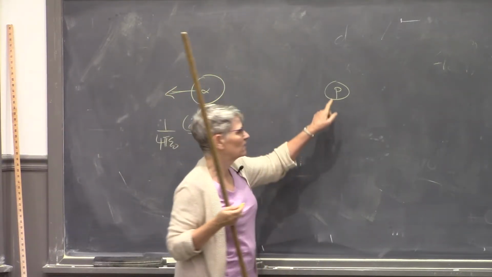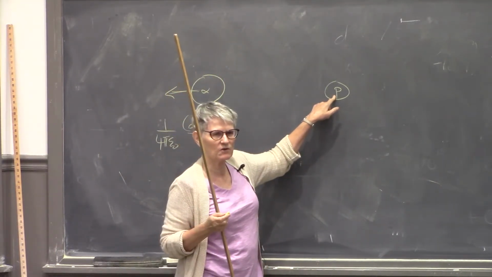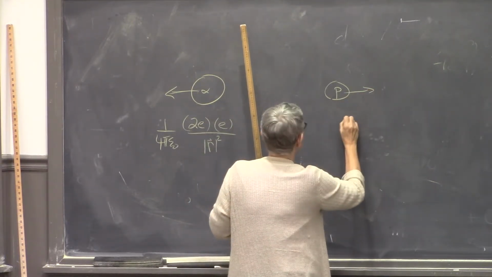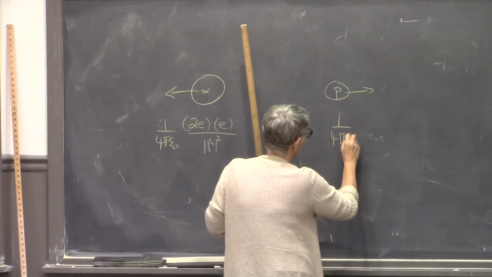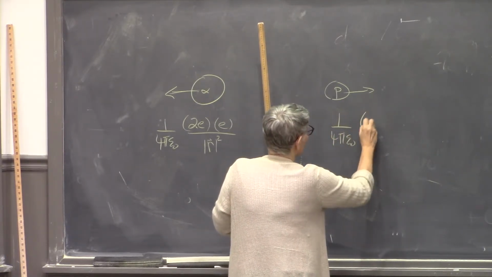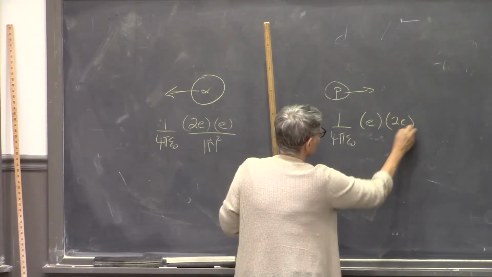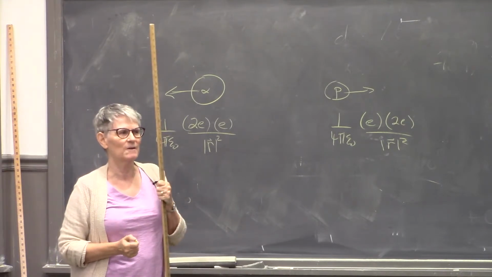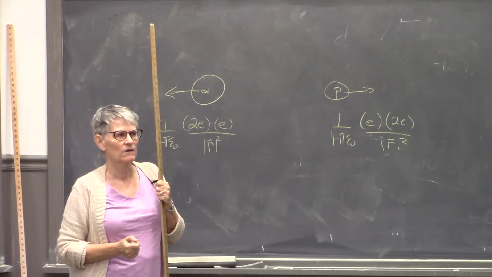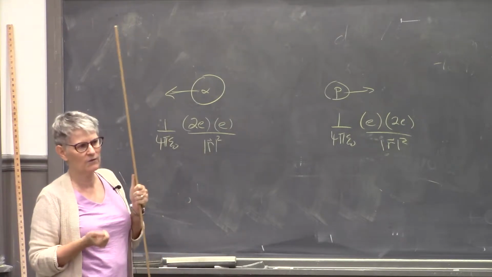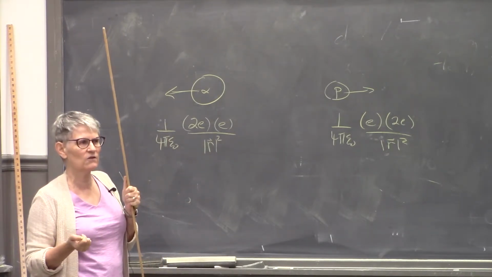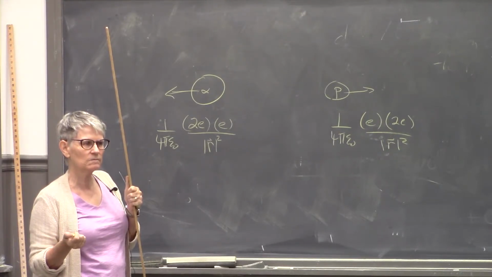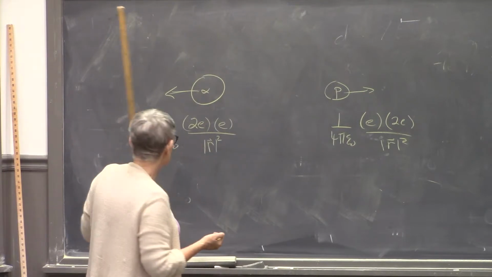But if we want to calculate the force on this proton, which of course is repulsive, we've got 1 over 4 pi epsilon 0, we've got an e, we've got a 2e, we've got an r squared. Gosh, it's going to come out to the same thing. So they're exerting equal and opposite forces on each other. Just like we saw with the gravitational force, we've got reciprocity here, despite the fact that this has got a smaller charge.